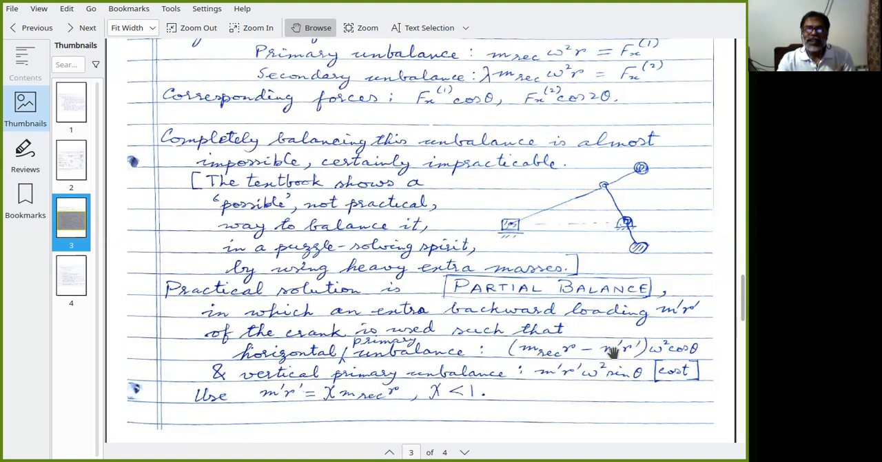So you work out what fraction of m rect r should m prime r prime be, so that the resultant of these two is less. So you work out a suitable fraction, so that m prime r prime is some fraction of m rect r by itself. So this is what is a partial balance, and in terms of that it is a practical solution, as long as you insist on using a single cylinder.